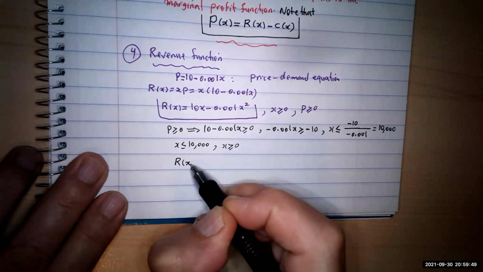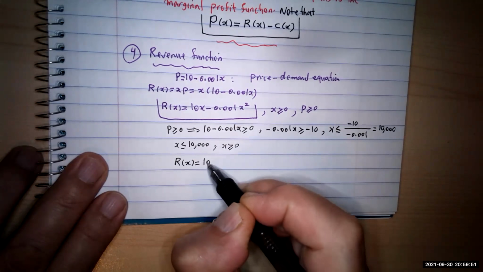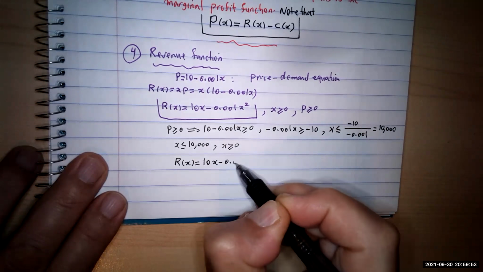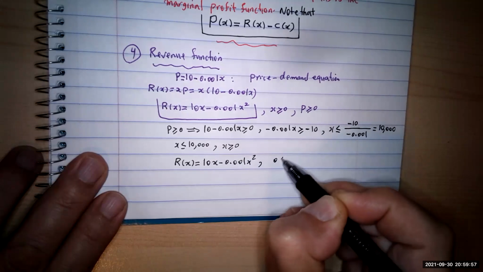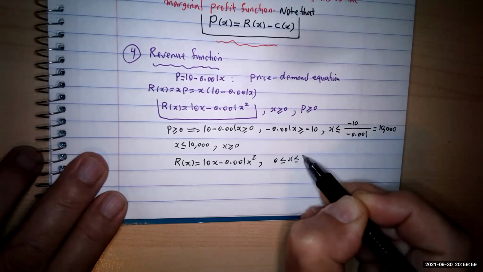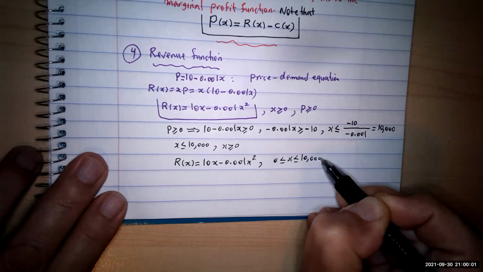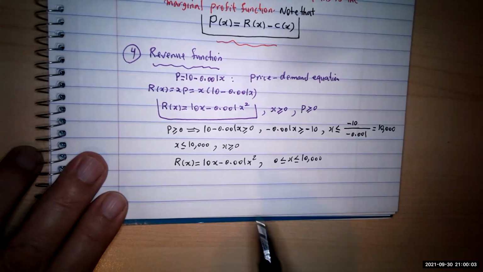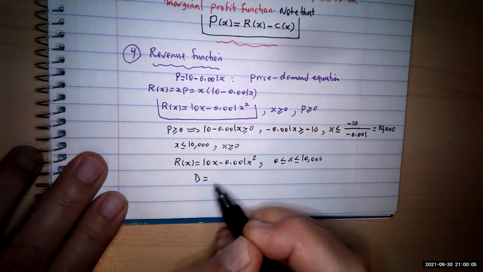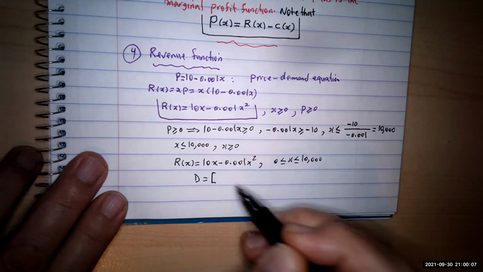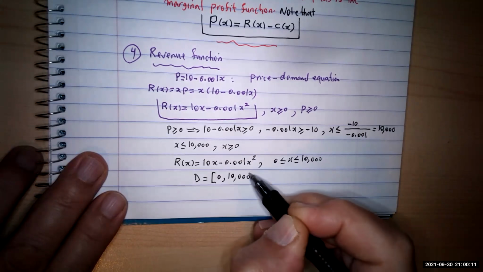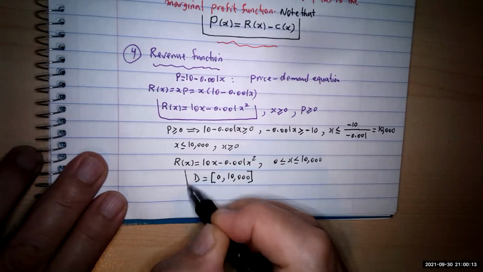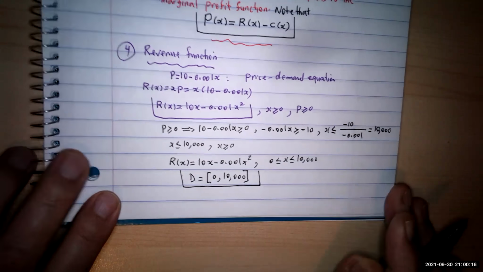So there you are. You have a revenue function, and this is 10x minus 0.001x squared. But X must be between 0 and 10,000. So if you like, the domain of the function is the closed interval of 0 and 10,000. This is the domain of the revenue function. Any question?